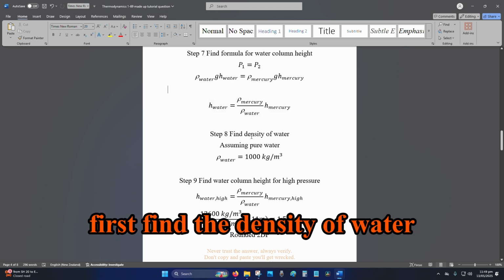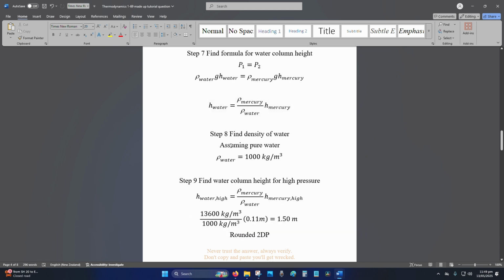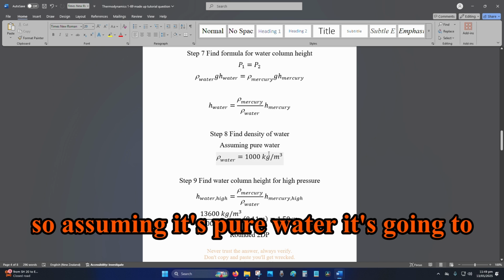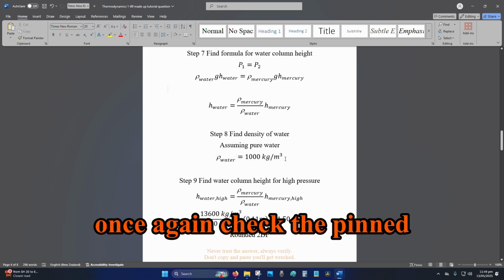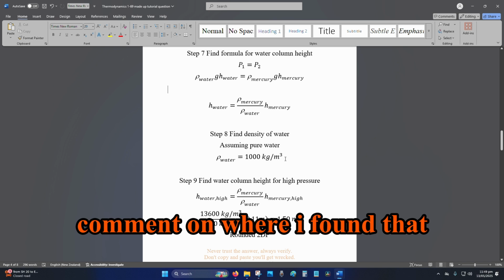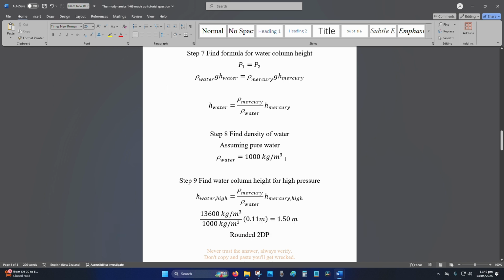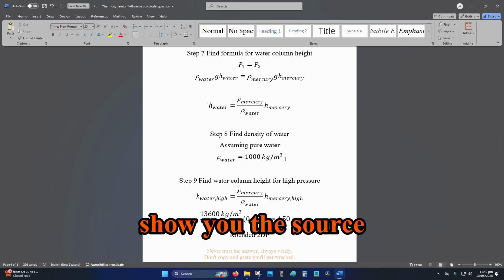Before that, we need to first find the density of water. So assuming it's pure water, it's going to be 1000 kilograms per meter cube. Once again, check the pinned comment on where I found that. I cannot show you the source.